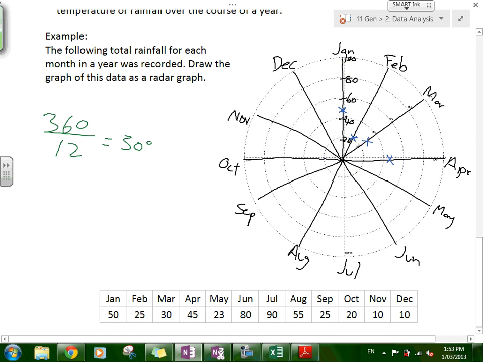May is 23. June is 80. 20, 40, 60, 80. July is 90. August is 55. 20, 40, 60, so it's about here. 25 in September. 20 in October. 10 in November and December. Okay? So those are our 12 months.